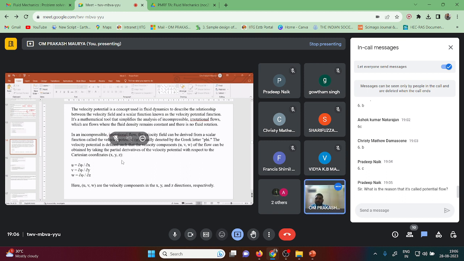That's why I have put it here. The velocity potential is a concept used in fluid dynamics. So please, if you want, take a screenshot first. After this concept, we'll take a break of 5 minutes.